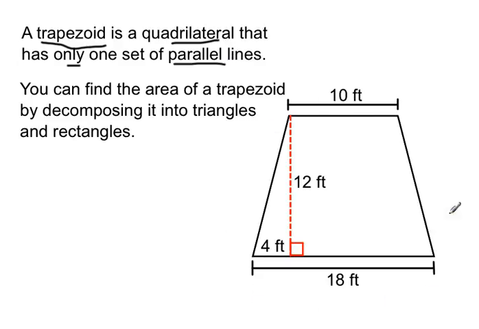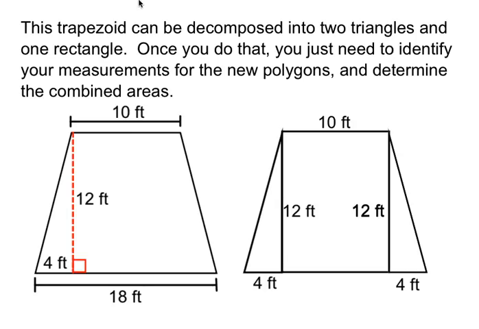So here's an example of a trapezoid, and you can see that it only has this set of parallel line segments. The other line segments are not parallel, but it is a quadrilateral, so it does have four sides and four angles. You can find the area of a trapezoid by decomposing it into triangles and rectangles. In other words, this trapezoid can be decomposed into two triangles and one rectangle.